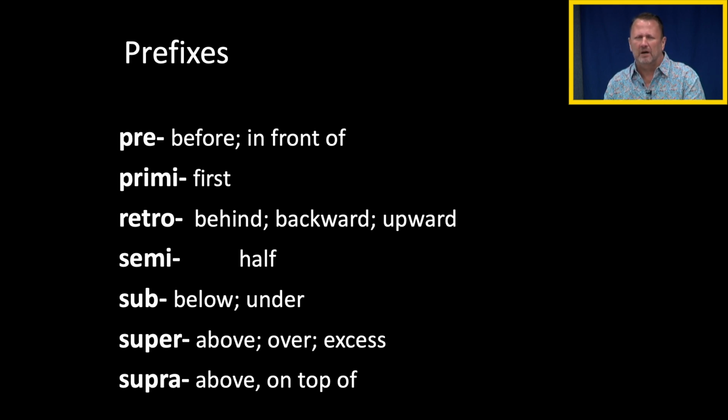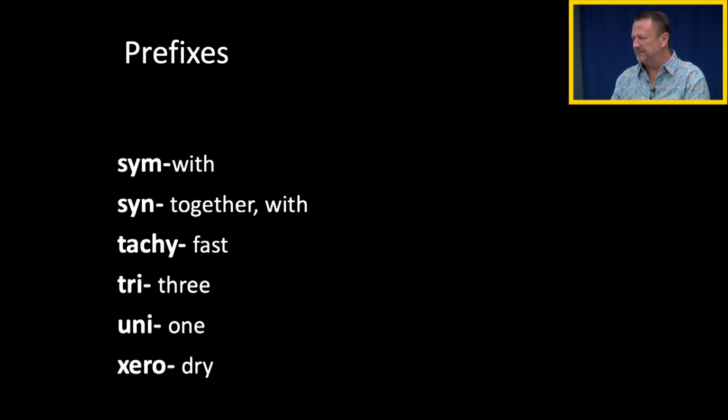Semi means half. Semilunar is a half moon. A semiconductor can partially conduct electricity. Sub means below or underneath something, like submarine means under the ocean. Super and supra generally mean the same thing. Super can mean in excess of, but supra usually means on top of something in the anatomic position. But super and supra are interchanged as prefixes.